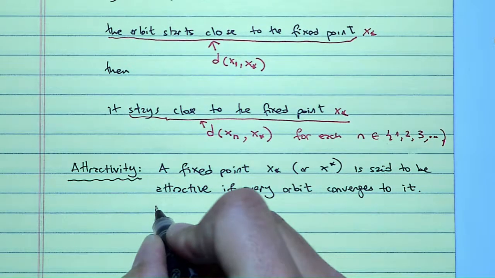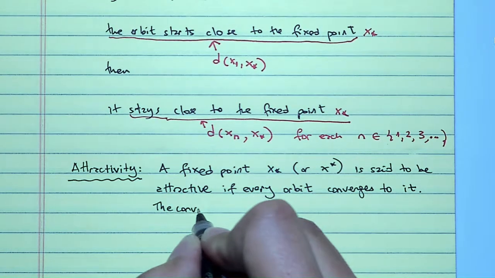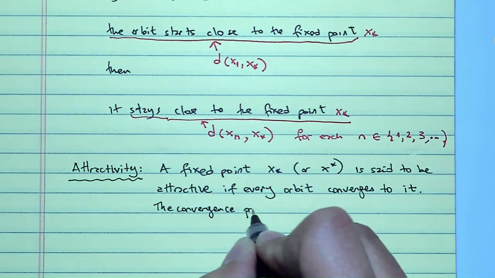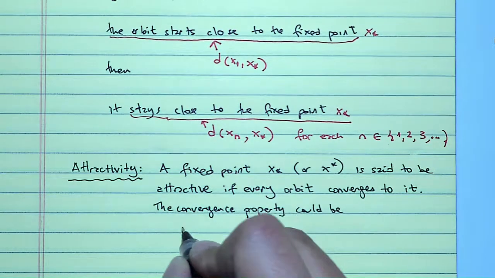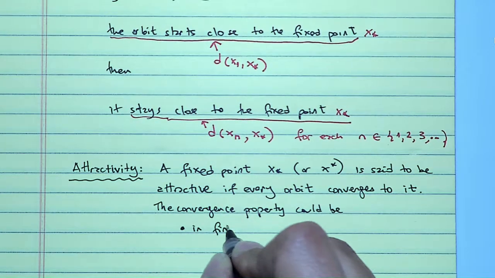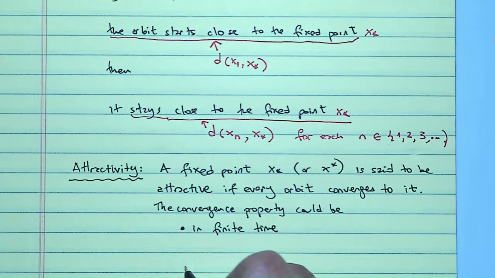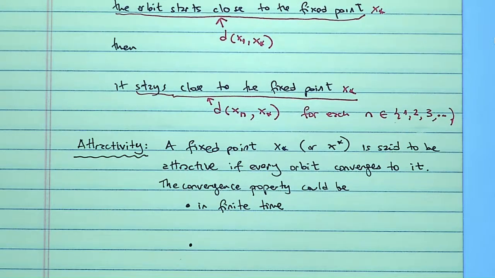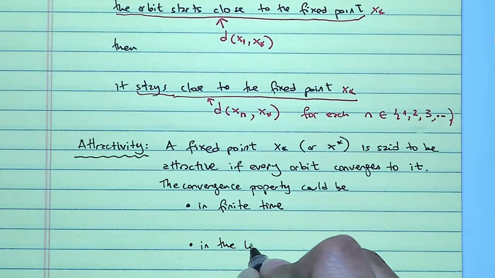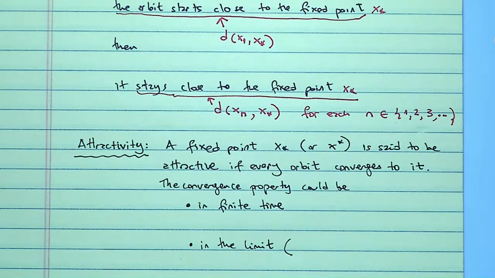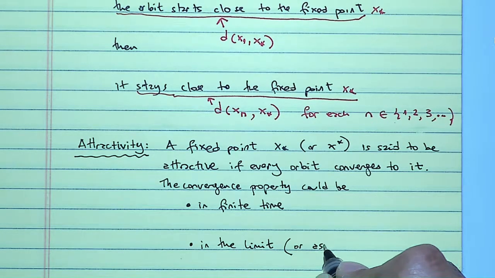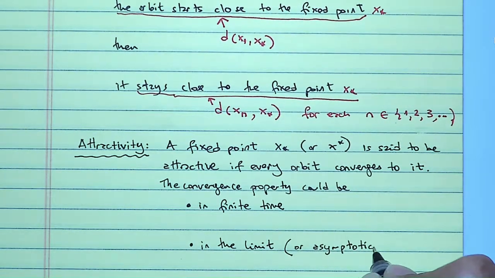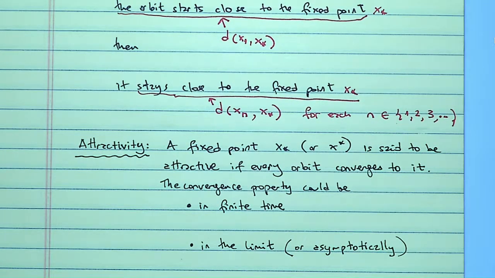Okay, so as we define attractivity, we might want to distinguish between the two possibilities, which is the convergence property could be in finite time, or it could be in the limit, or as you probably find it in other references, asymptotically. Okay, as you reach the asymptotes.